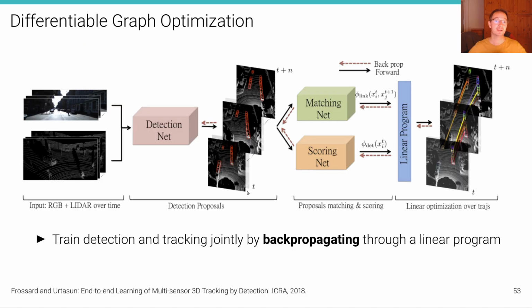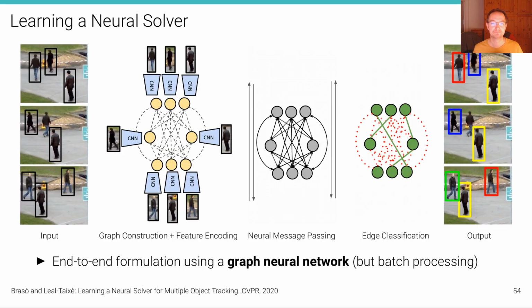But ideally, you train everything jointly end to end, and that has been demonstrated to be actually possible in this paper. I like this paper quite a lot. By backpropagating through a linear program that solves this task. This min cost flow problem can be solved also by a linear program. So they show that you can backpropagate through this linear program. Consider this as a layer in a neural network. And so you can backpropagate through the detection network as well to update the parameters end to end.